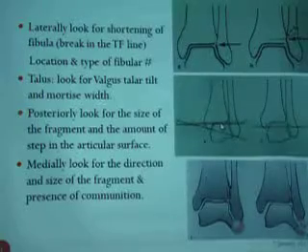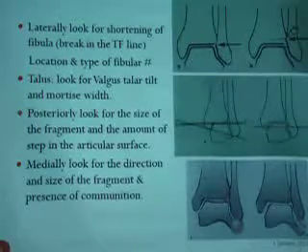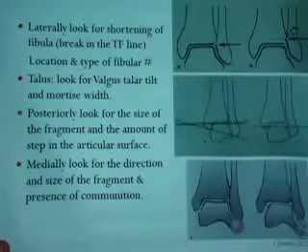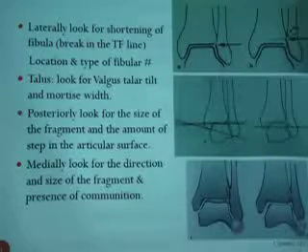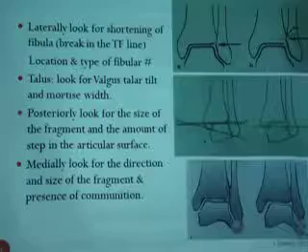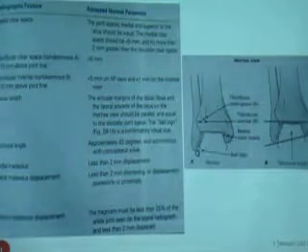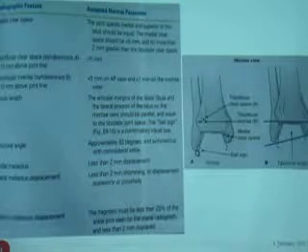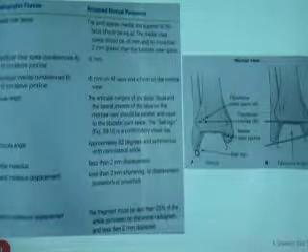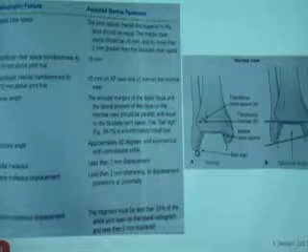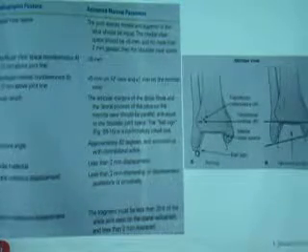Posteriorly, look for the size of the fragment, that's the posterior malleolus, and the amount of step in the articular surface. And medially, look for the fracture of the medial malleolus, that is the direction of the fracture, the size of the fragment, and the presence or absence of comminution. So typically when you look at the X-ray, these points have already been pointed out by Dr. Sampath: the medial clear space, the tibiofibular clear space, the fibular length, the talocrural angle, the medial malleolus, the lateral malleolus displacement, and the posterior malleolus. So these are the things which you look for on the X-rays, which will guide you to decide the management of the case.